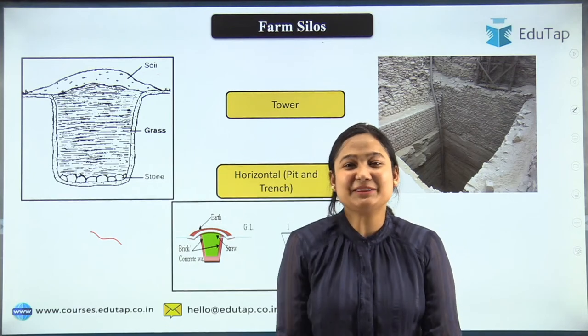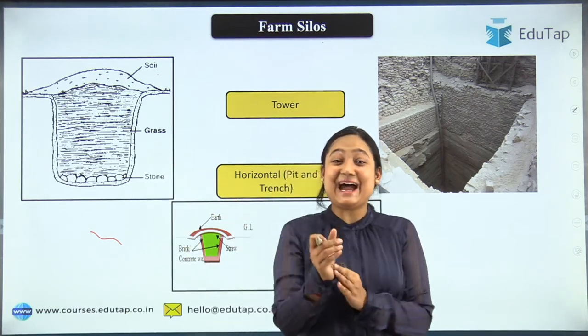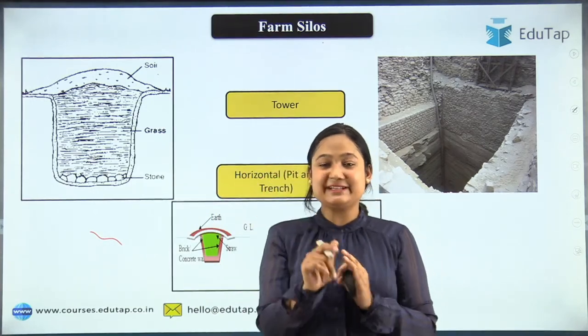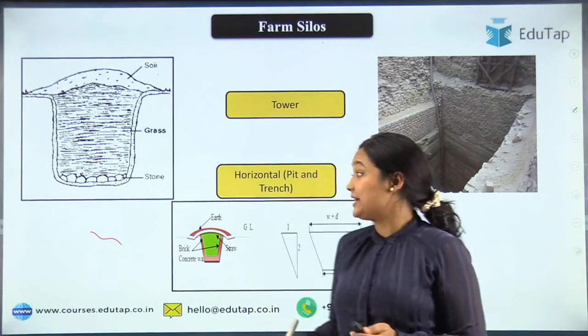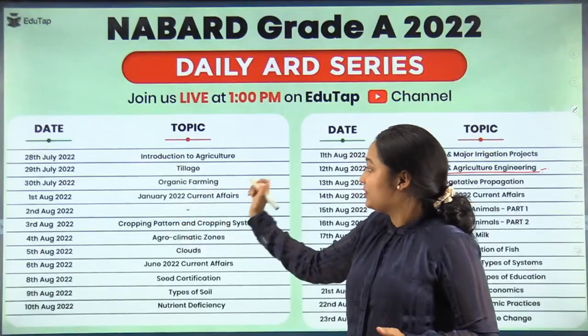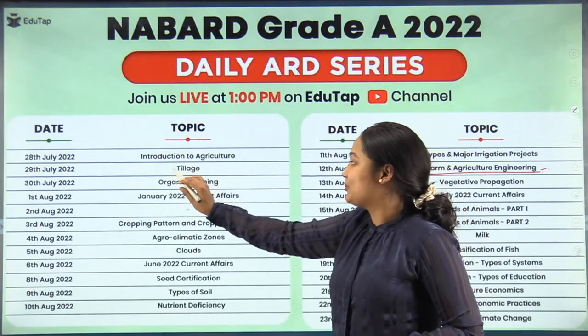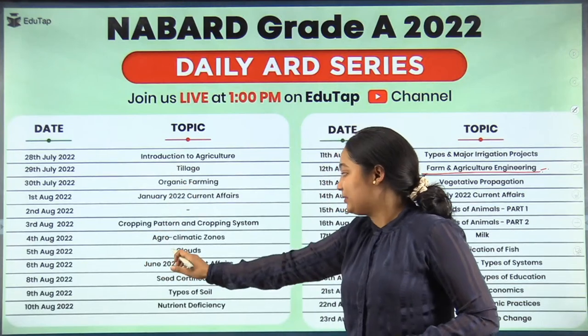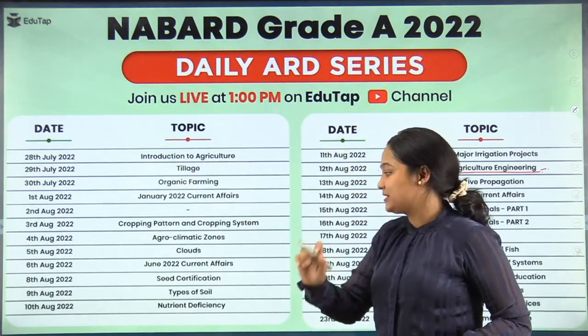See Sumohan, the problem with the NABARD examination is that, suppose we are taking the ARD static portion. In ARD static, you can see what your syllabus is, as we have covered. First of all, talking about introduction to agriculture, tillage, organic farming, cropping, agroclimatic zone, and up to cloud, you can find in the agriculture book.